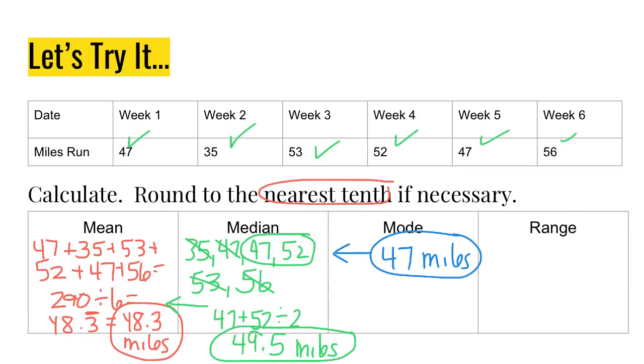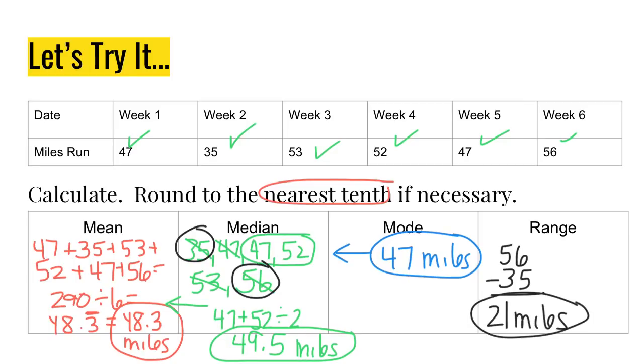And then finally, our range. We're going to take our highest number, which we can get from our median list, 56, and subtract our smallest number, again, from the median list because we did our work right here. And all you do is you subtract them. So 56 minus 35 is 21 miles. All right, mean, median, mode, and range.